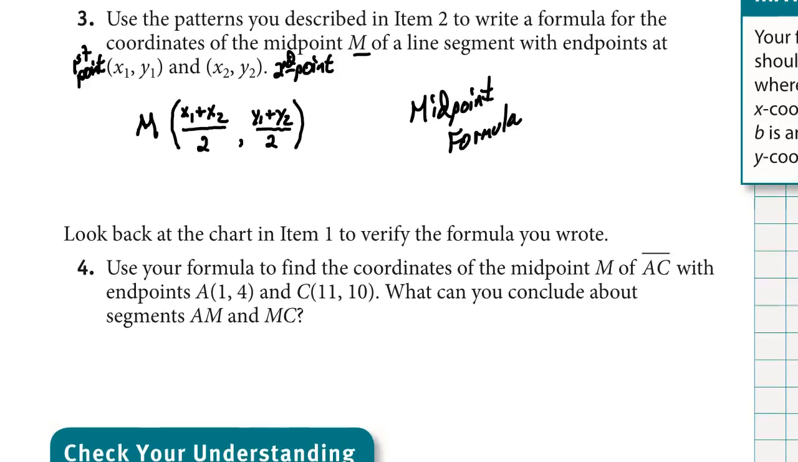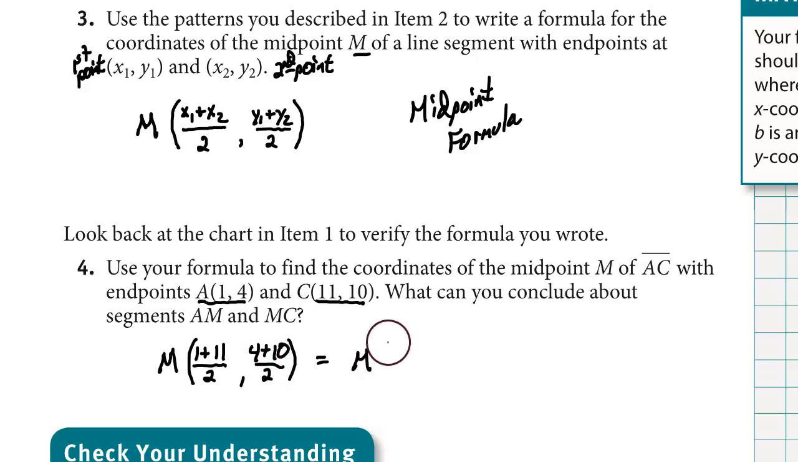Number 4, let's use that formula to find the coordinates of the midpoint M of segment AC if segment AC has that endpoint and that endpoint. So we want to find M. It's a point, so it has an ordered pair. To find the x-coordinate, we add the x-coordinates of the endpoints and divide by 2. To find the y-coordinate of point M, we add the y-coordinates of the endpoints and divide by 2. This is going to create this answer.